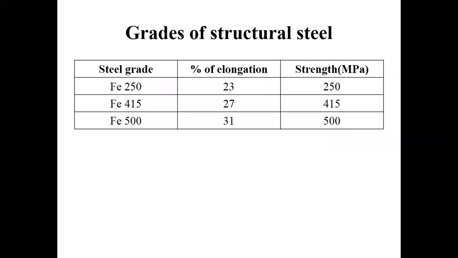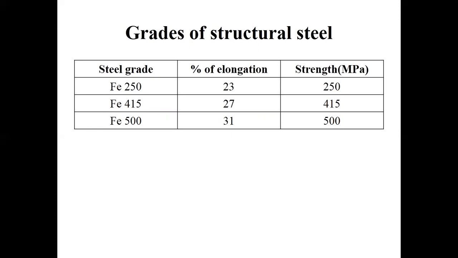Next, we are going to see the different grades of structural steel. Totally, there are three grades: Fe250, Fe415, and Fe500. Before knowing about those, first you should know why that name is given. The prefix Fe denotes the ferrous content, because steel is mainly composed of iron. The suffix 250, 415, 500 denotes the yield stress of the steel.